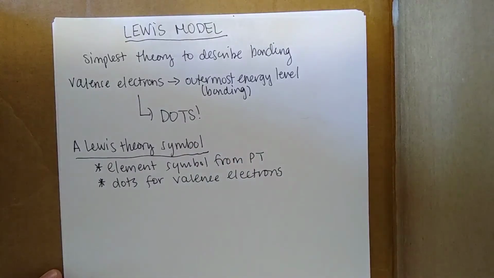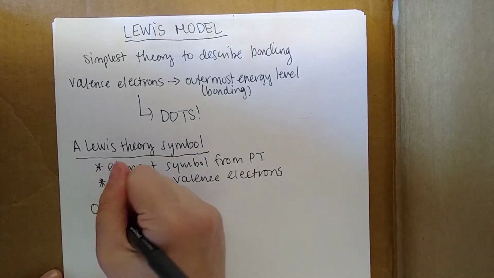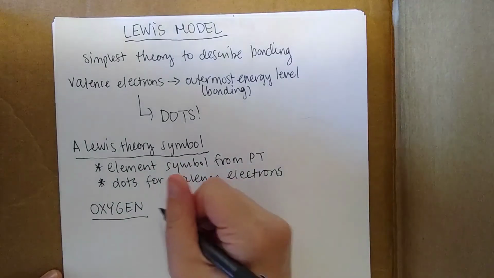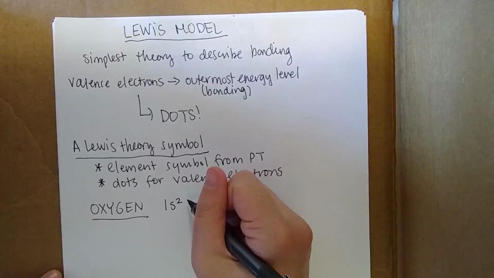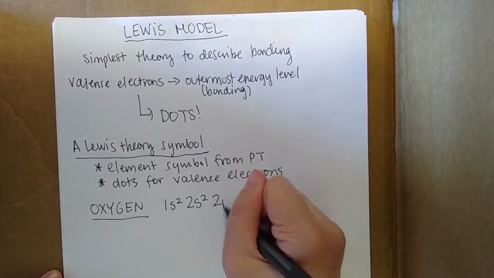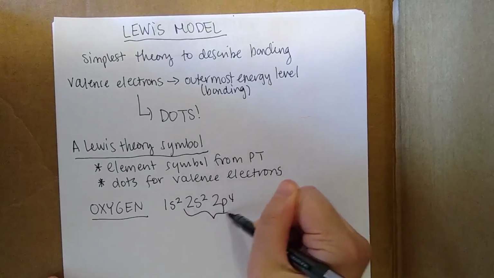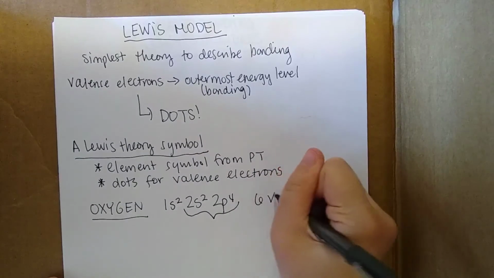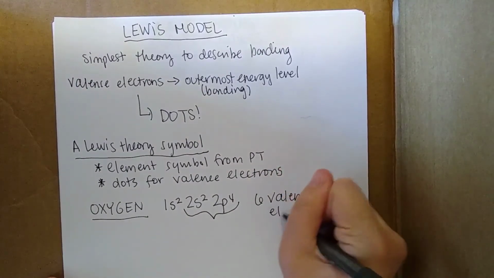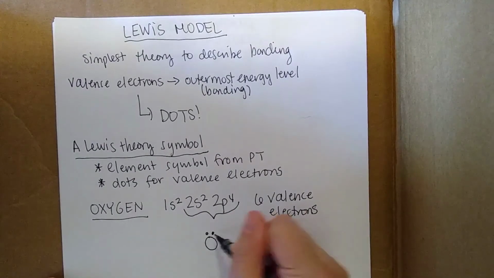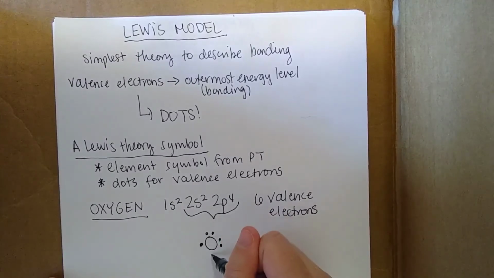So let's do an example. Let's look at oxygen. For the oxygen atom, we know its electron configuration from the periodic table. I'll just write it here: 1s2, 2s2, 2p4. Based on its electron configuration, we can see the valence electrons are in the n equals 2 level, so there are 6 valence electrons. And the Lewis symbol is the following. Here's O, and surrounding the oxygen, we're going to put the 6 valence electrons represented as dots. So 1, 2, 3, 4, 5, 6.